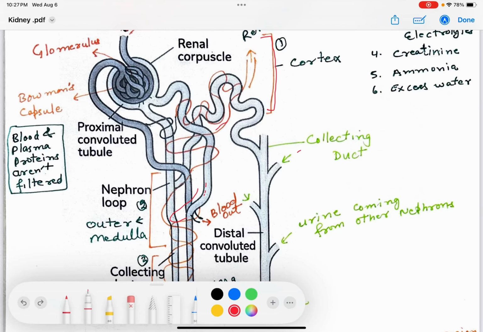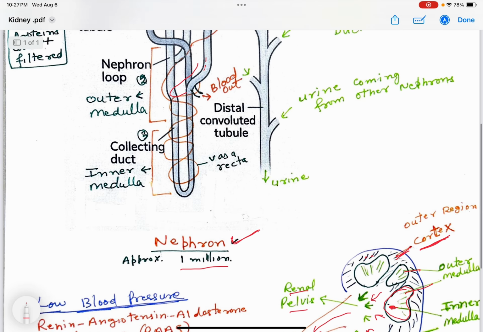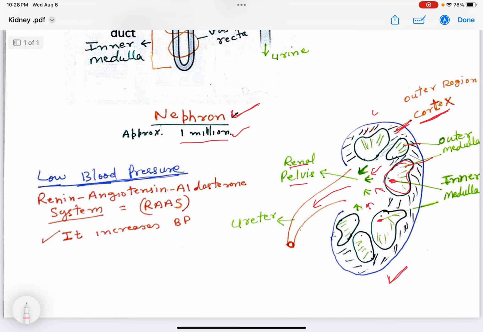Hello everyone. Today we're going to talk about a nephron. A kidney is made of approximately 1 million nephrons. So this is the structure of the kidney right here. This is the outer cortex region right here. The cortex region is the outer part of the kidney.